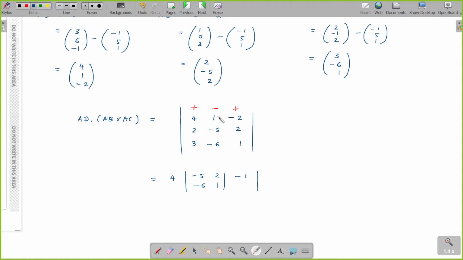Then in the next one, minus 1, you remove the row and column with minus 1 and write the remaining elements, 2, 3, 2, 1. Agreed? And the next one, you write minus 2 and remove the row and column with the minus 2 elements. So it's 2, 3, minus 5, minus 6. Okay? So this step is not an absolutely necessary step, but I wrote it just to be clear. If you could write with this step, that is more than enough.